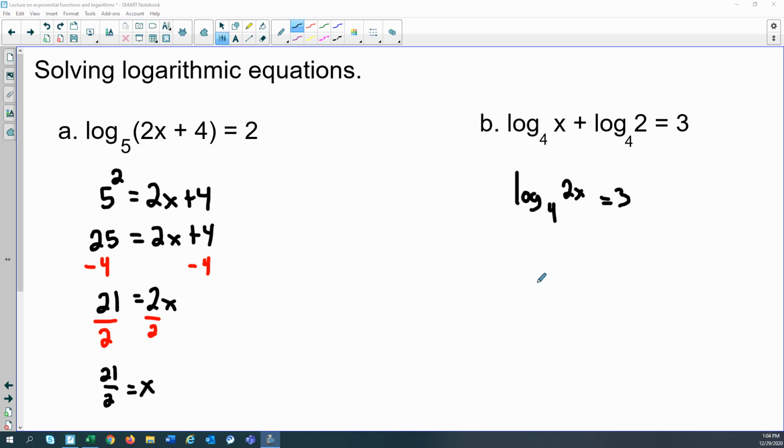Okay, so hopefully you converted again to exponential form. 4 cubed equals 2x. 4 times 4 times 4 will give us 64 equals 2x. And then divide by 2, and you get 32 equals x. So that's just a little introduction on exponential and logarithmic equations. They do go hand in hand in working with solving them, expanding them.